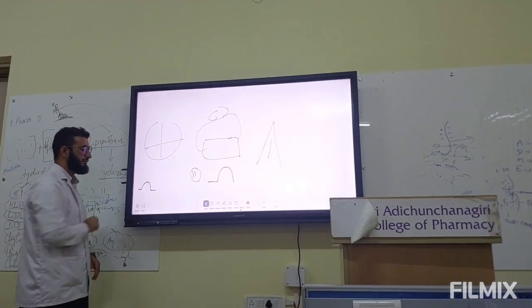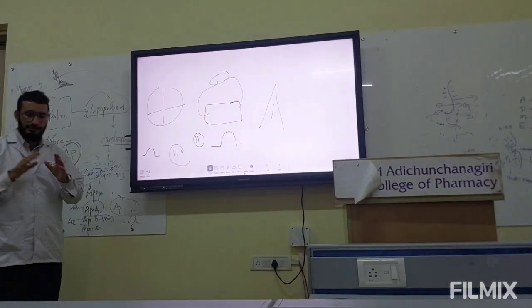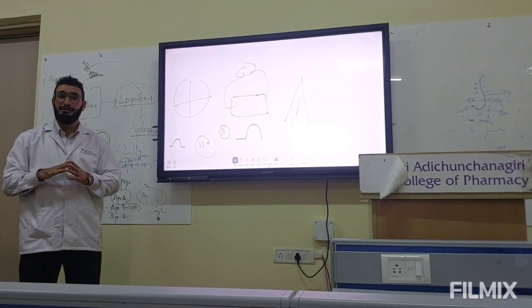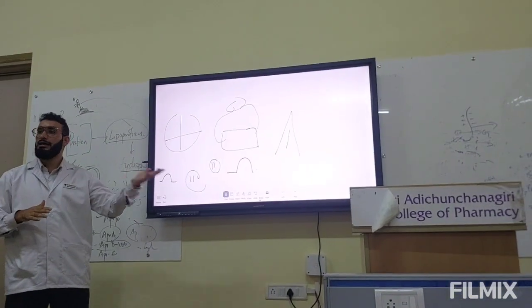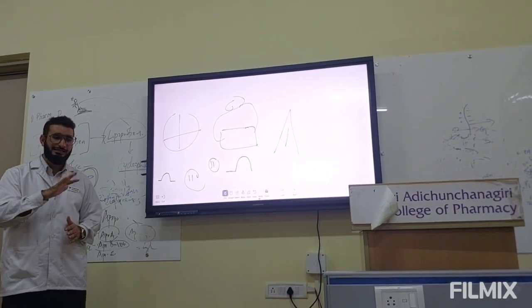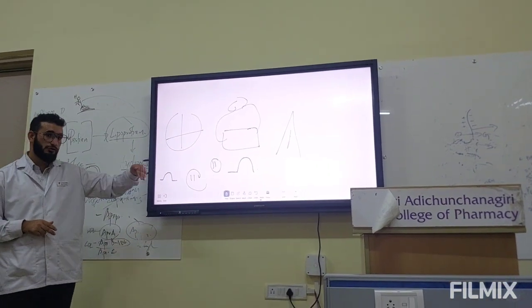Then comes the third one. I told you that the AV node, when current is passed through the AV node, is a very slow conductor. Even the ECG machine cannot pick up the current flowing through the AV node. So we can say the AV node is electrically silent. When current passes through it, there is no deflection.